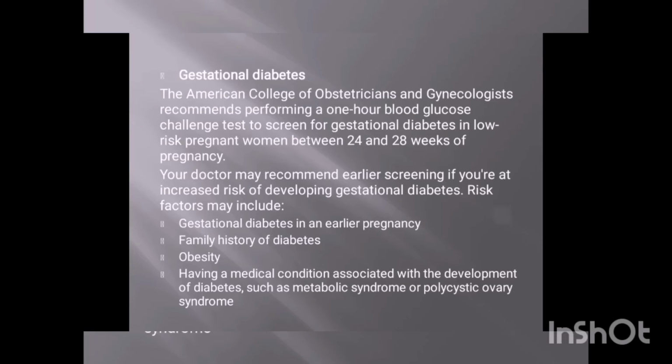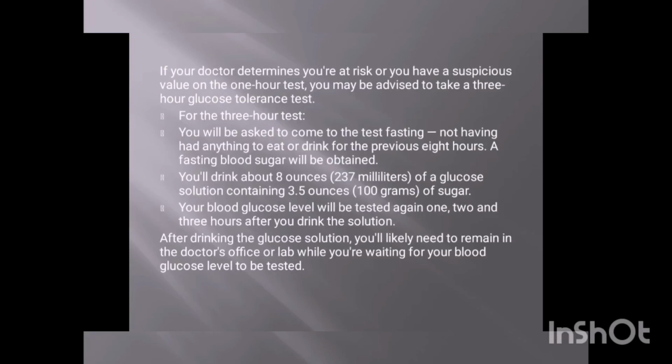So, if your doctor determines you're at risk or you have a suspicious value on the 1-hour test, you may be advised to take a 3-hour glucose tolerance test. For that 3-hour test, you may be asked to come to the test fasting, not having anything to eat or drink for the previous 8 hours. Fasting blood sugar will be obtained.